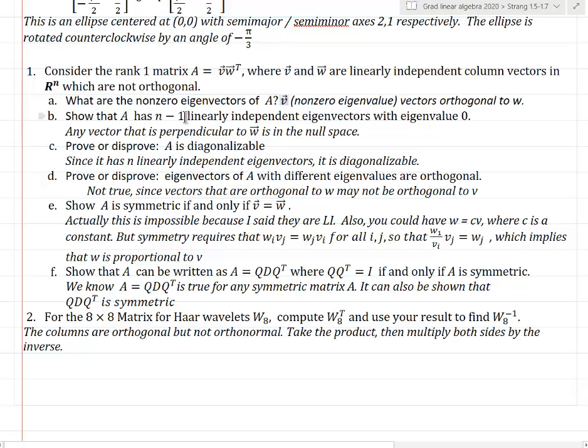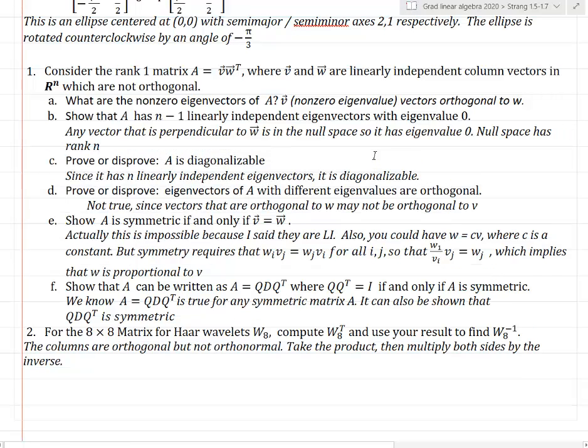All right, part B, show that A has n minus 1 linearly independent eigenvectors with eigenvalue 0. So any vector that's perpendicular to W is in the null space, and so it has eigenvalue 0. Now I can also say that the null space has rank n minus 1 because A has rank 1. So if it has rank n minus 1, there are n minus 1 linearly independent vectors in the null space.